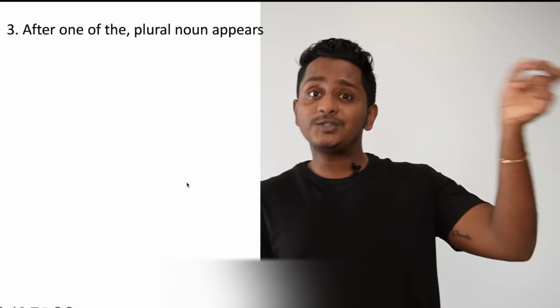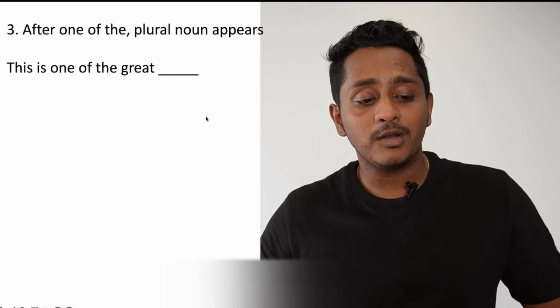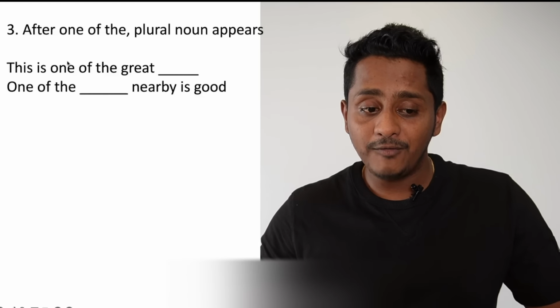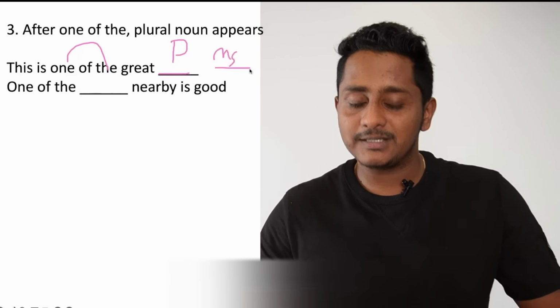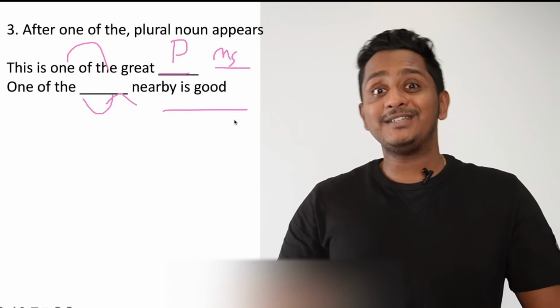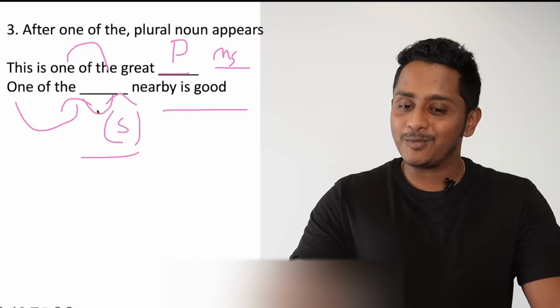One of my friends, one of the restaurants. "One of the" always ends up in a plural noun. This is one of the great places, not "place". So after "one of the," if there is a blank, it should be a plural noun, a noun with S. Remember, "one of the" nearby is one of the restaurants nearby, one of the hospitals nearby. Yes, the S has to be there after "one of the."